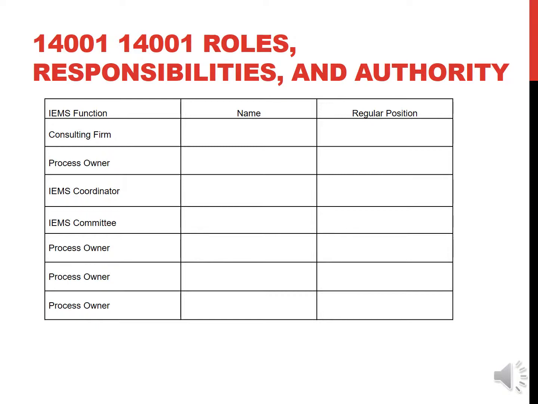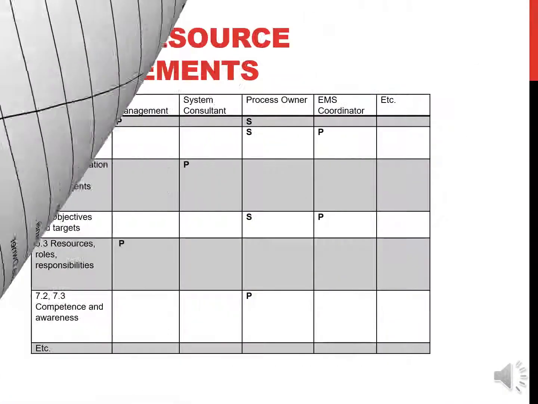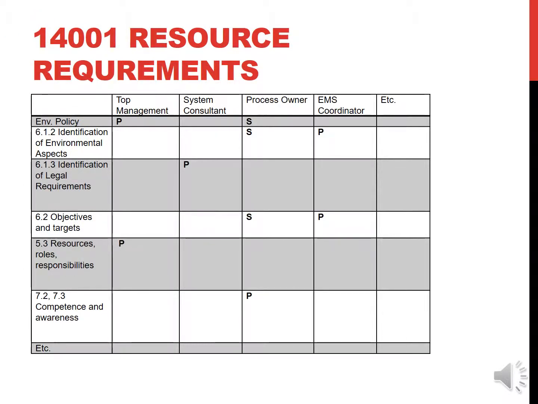You've got the what function that within the EMS, integrated EMS, is being carried out, the name of the person carrying it out, and then the title. Again, this is important to align job authorities and responsibilities with EMS processes. One of the ways to do it is to do it by clauses. This is another way of showing how the organization implements the 14001 processes and who's responsible.